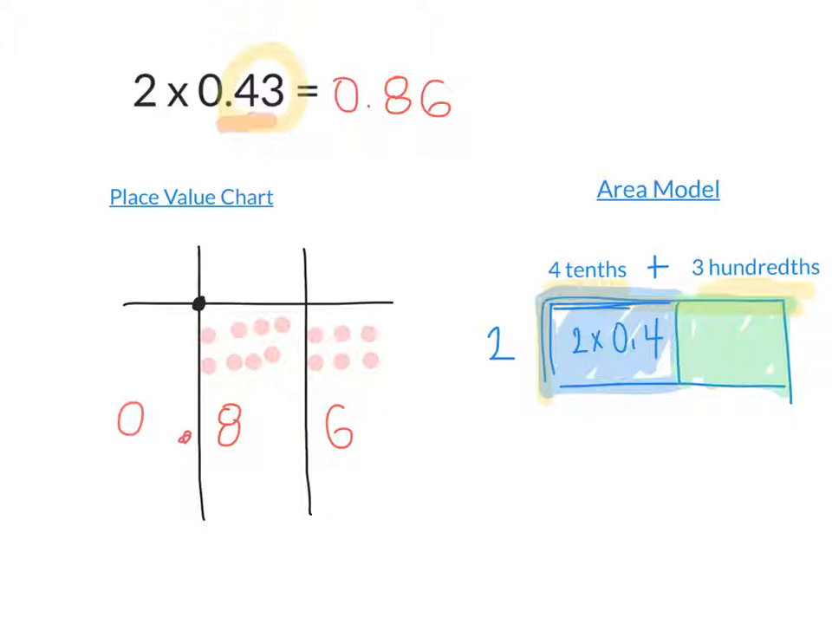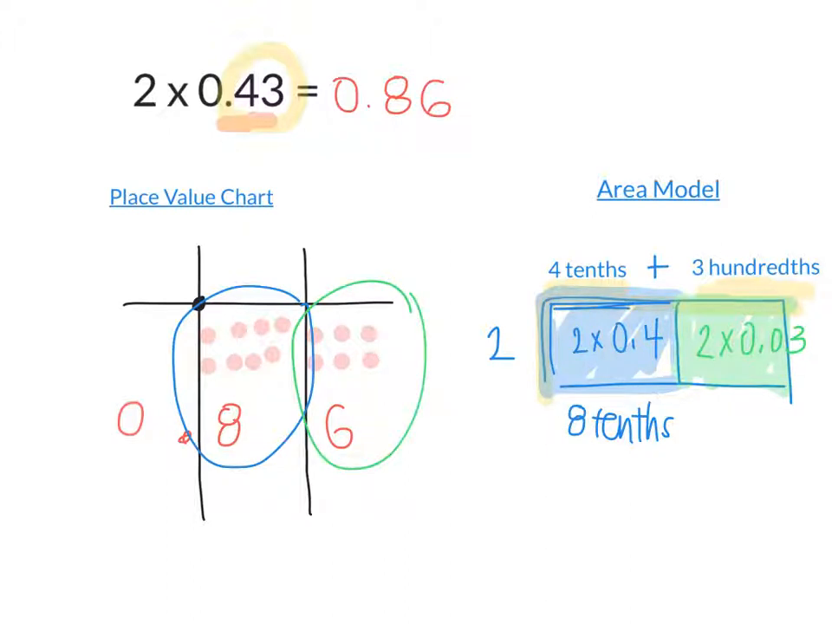If I make 2 copies of 4/10, what do I get? When I made 2 copies of 4/10, what did I get? 8/10. I want you to write that in unit form here, underneath. 8/10. Next, I have 2 times 3/100 here, right? Write it inside the box. And then when I made 2 copies of 3/100, what did I get? 6/100. Write it under the box.